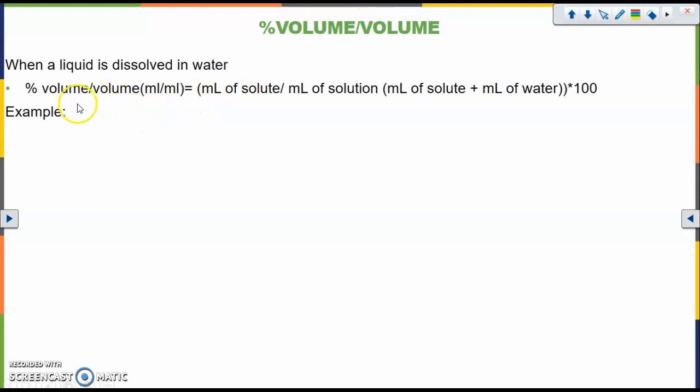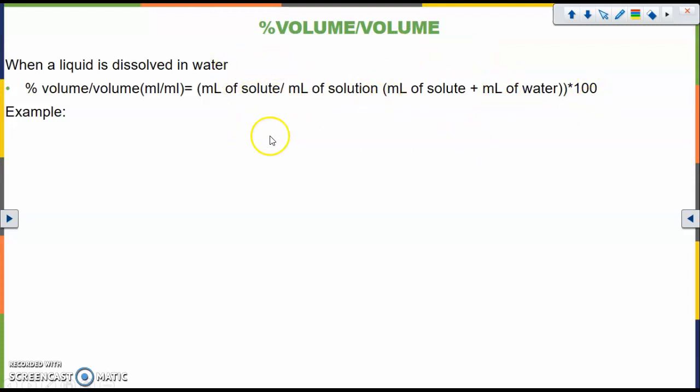percent volume. And percent volume can also be expressed as mils over mils. And the formula can be expressed more thus. Okay, it's the mils of solute. So in this case, we're talking about the mils of the liquid solute over the mils of the total solution. And the mils of the total solution is always going to be the mils of the solute plus the milliliters of water. So the volume of water in this case, times 100. That's why it's a percent. It's because it's a division followed by a multiplication by 100. Part, smaller number, whole, bigger number, times 100.